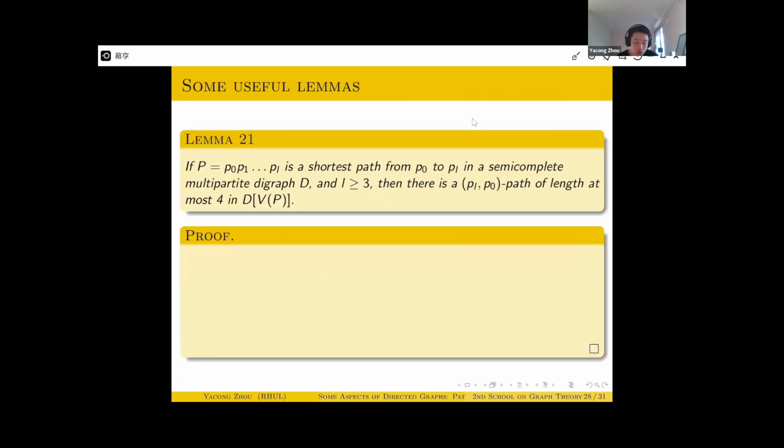So now let me show you some useful lemmas that will be used. The first lemma is about a shortest path. So let us consider a shortest path from P0 to PL, where L is greater than or equal to 3. So we are considering a path of length at least 3 here. Then we can conclude that there exists a PL-P0 path with length at most 4. So how to prove this?